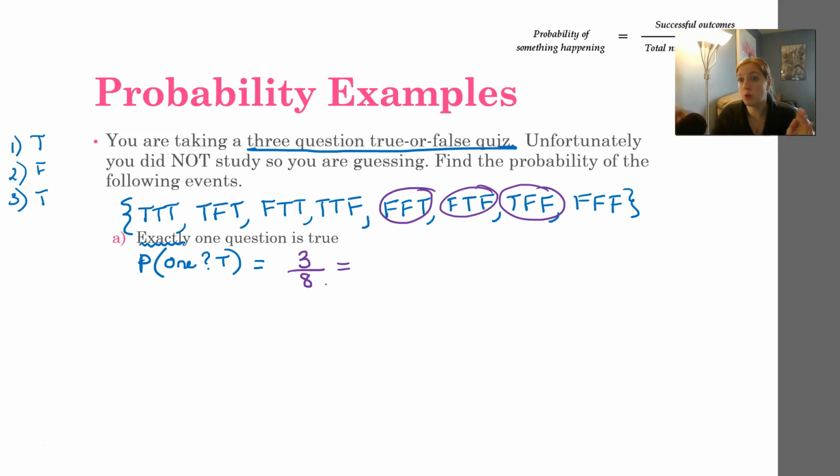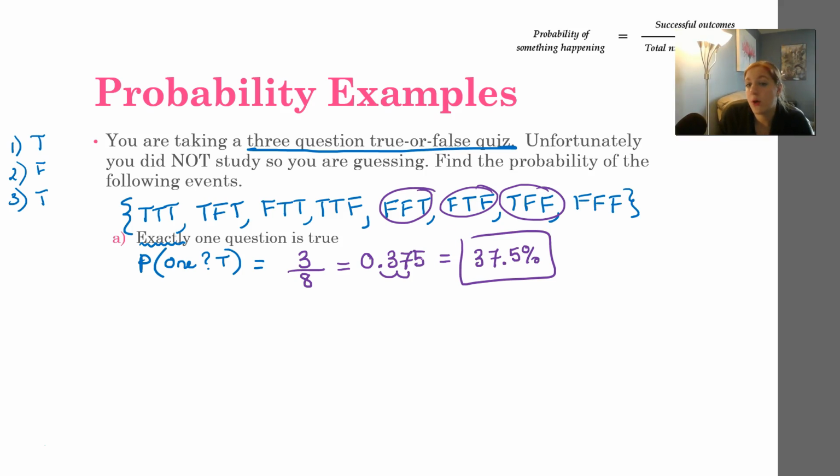So 8 is the total number of outcomes. Let's go ahead and divide. 3 divided by 8 is 0.375. And we can always move that decimal 2 spots to the right to get 37.5%. Boom. So pretty good probability that exactly one question would be true.